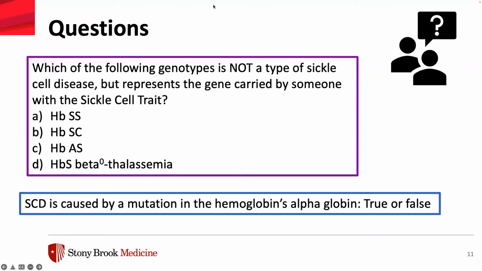And the second one: sickle cell disease is caused by a mutation in the hemoglobin's alpha globin. True or false? Yes. So the first answer is C, and the second answer is indeed false. Sickle cell disease is caused by a mutation in the hemoglobin's beta globin.